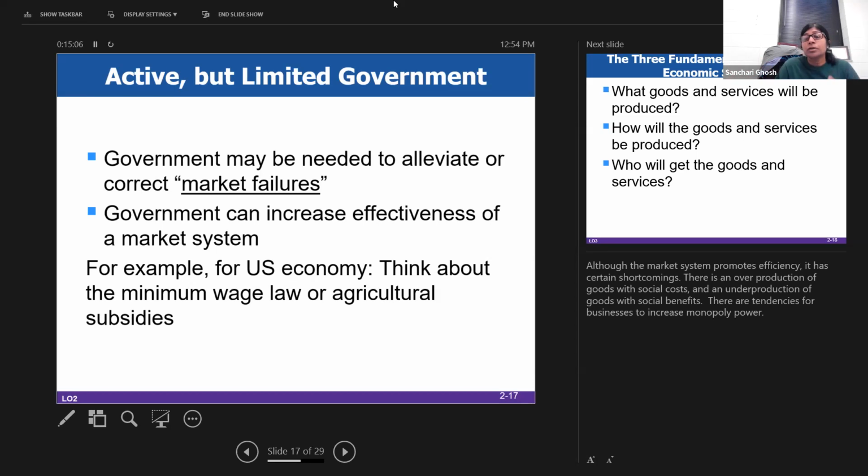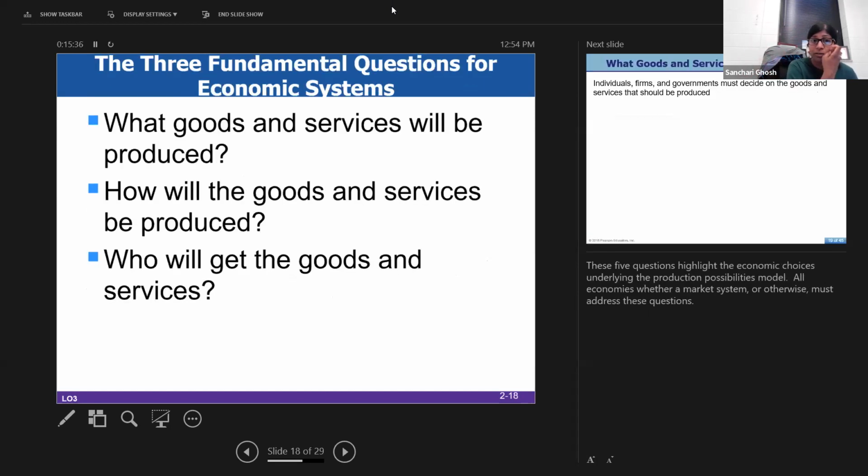So think about some of the ways government can also help. Government also has certain regulations designed to improve the effectiveness of the market, like the minimum wage law, which we're going to discuss in the next chapter, chapter 3, agriculture subsidies, etc. We're probably going to go over a lot of government intervention in market systems in the next chapter. So that completes the theory of markets and how markets promote international trade, specialization, trade, etc.